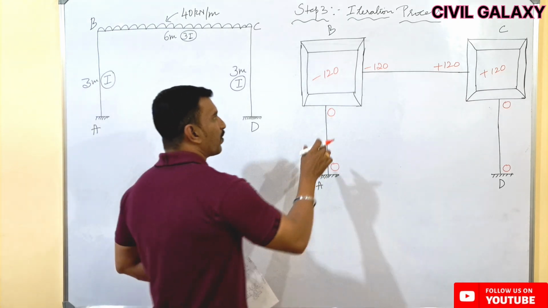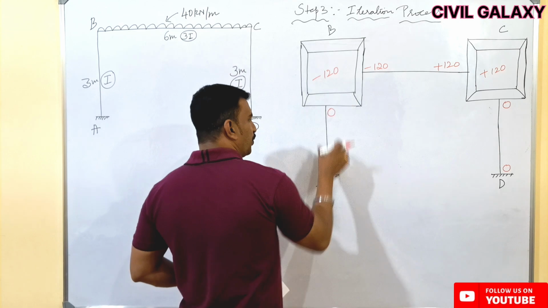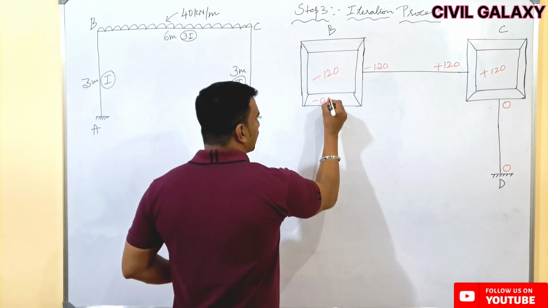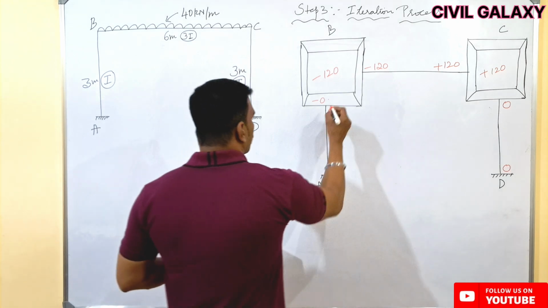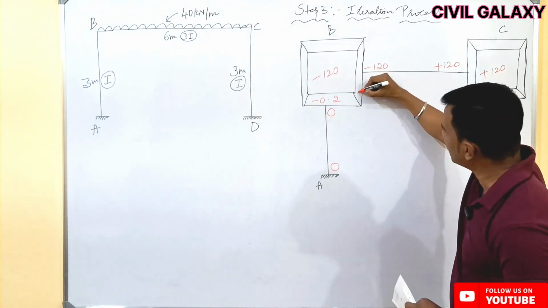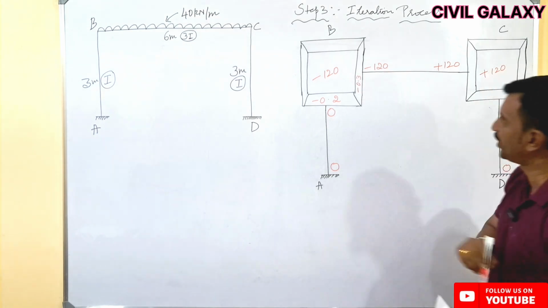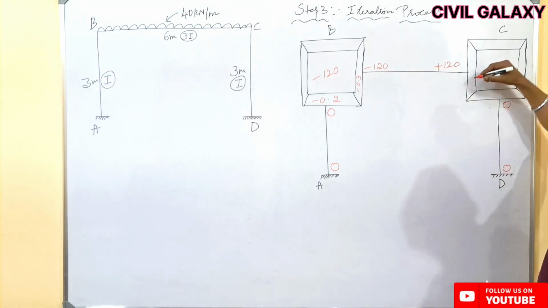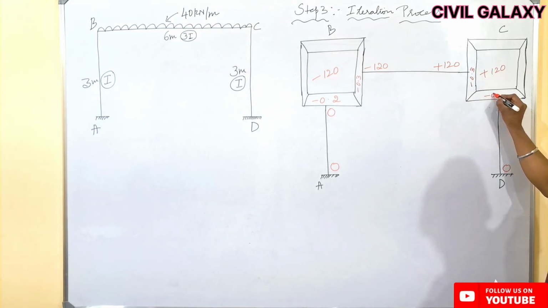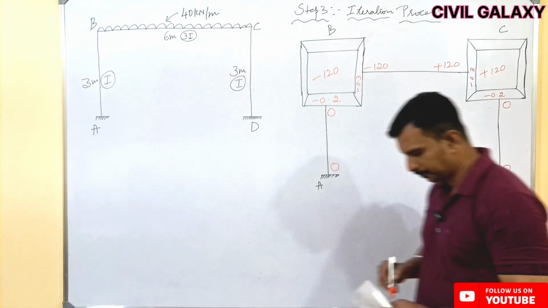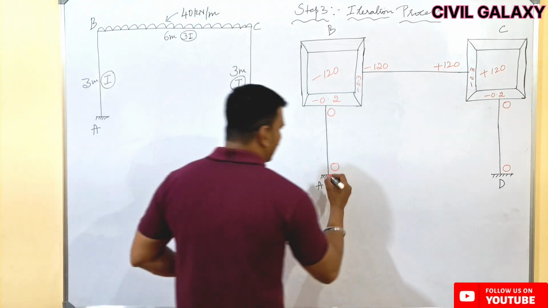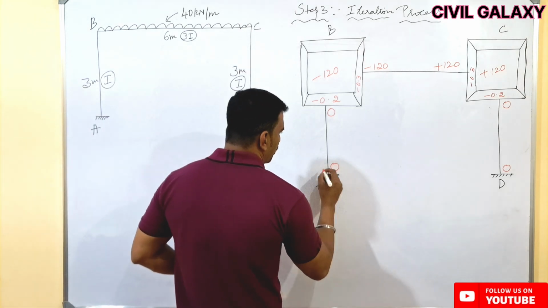In the second step, we got the rotation factor from B to A as minus 0.2, and from B to C as minus 0.3. From C to B we got a rotation factor of minus 0.3, and from C to D it was minus 0.2.